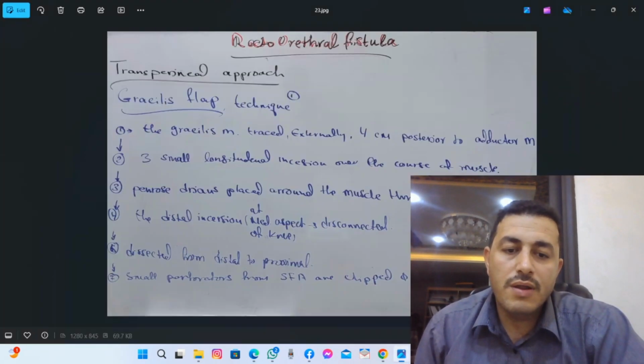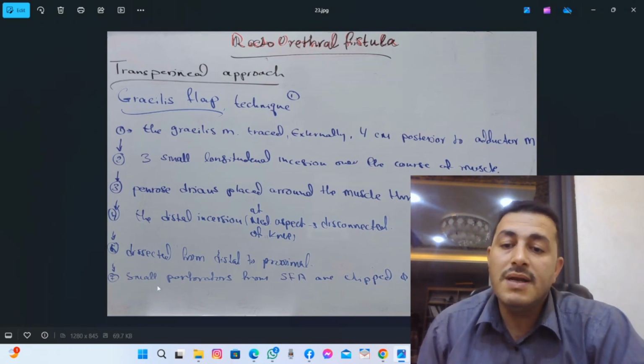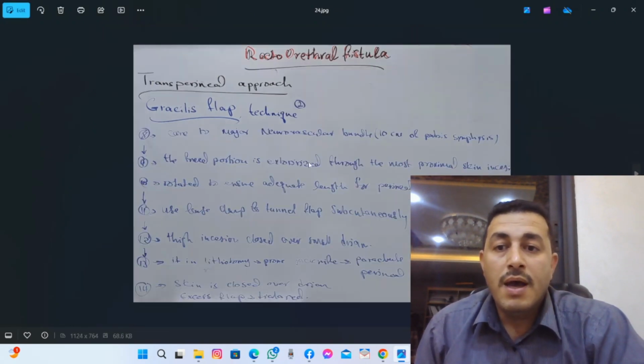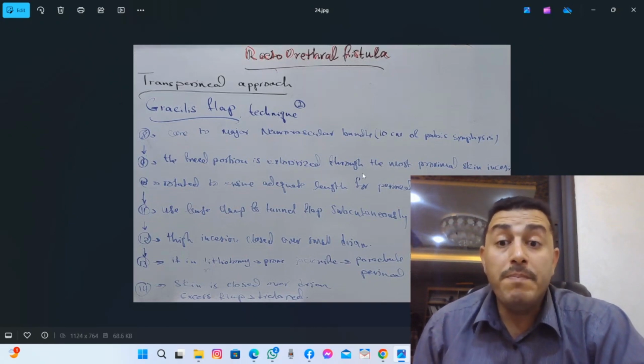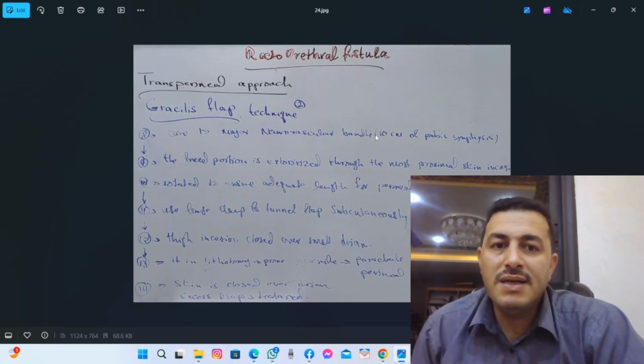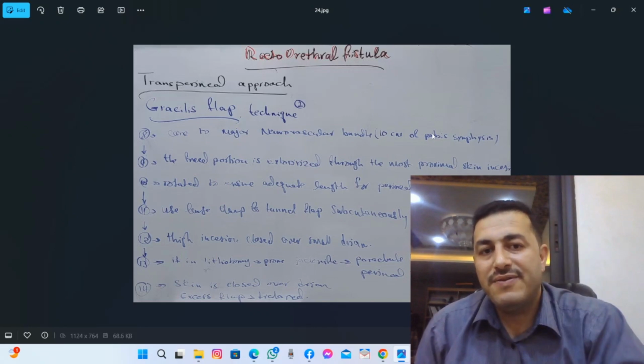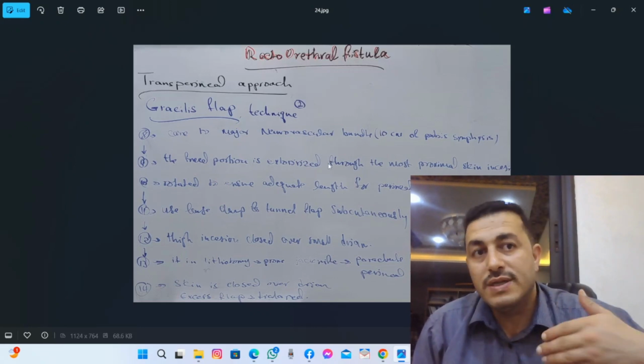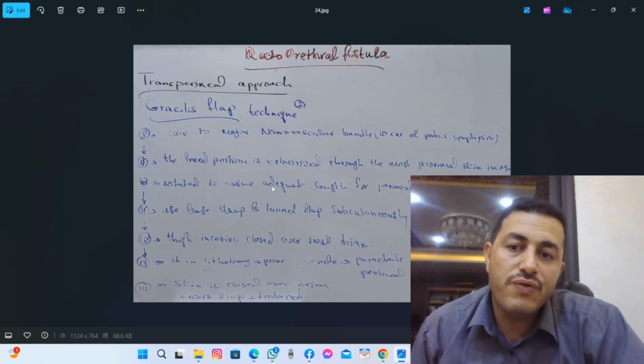Okay, dissect from distal to proximal, and if there are any small perforators, we clip them. Be careful that the major neurovascular bundle is about 10 centimeters from the pubic symphysis, so it is in the proximal part of the flap.